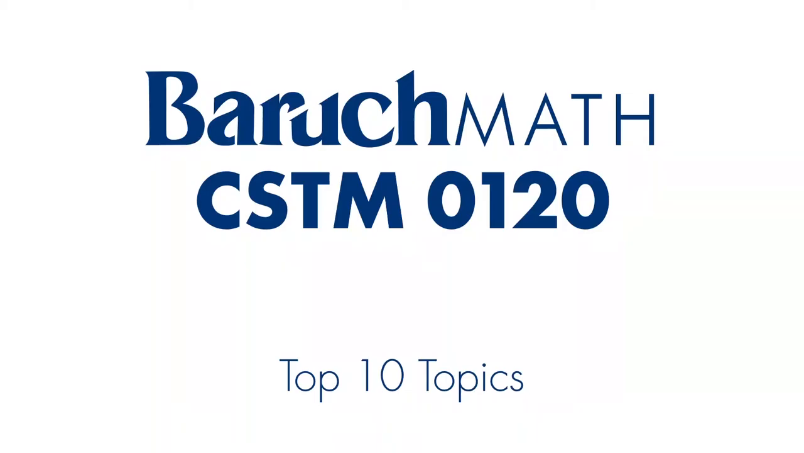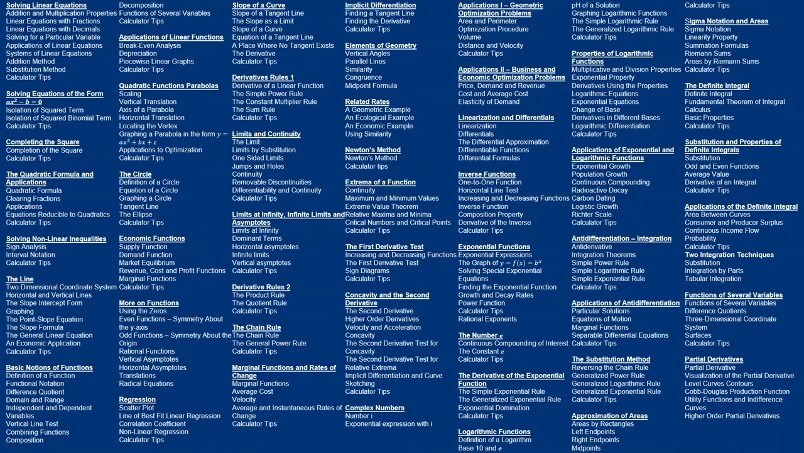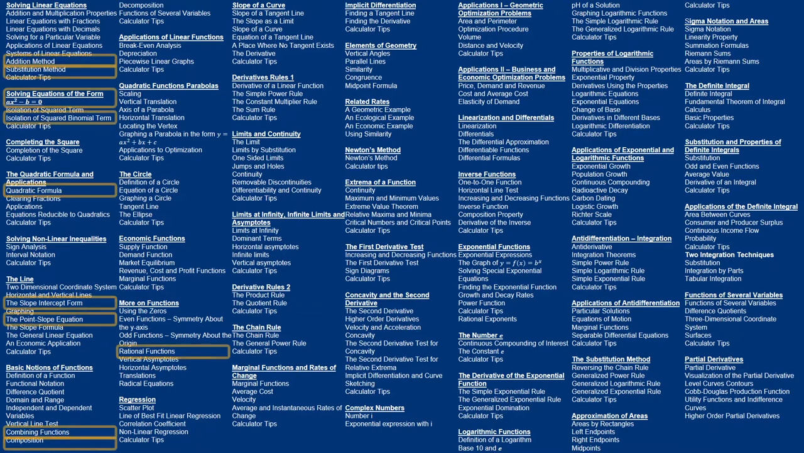Hi guys, do you have a CSTM 0120 final in 2 weeks, in 2 days, maybe in 24 hours? Well, this video is made specifically for you. In order to ace CSTM 0120, you need to know the following 300 plus topics. That's a lot of topics. But if studied efficiently, even less than 24 hours of study could dramatically improve your results. I am going to focus on the top 10 most common topics that appear on Baruch CSTM 0120 finals.